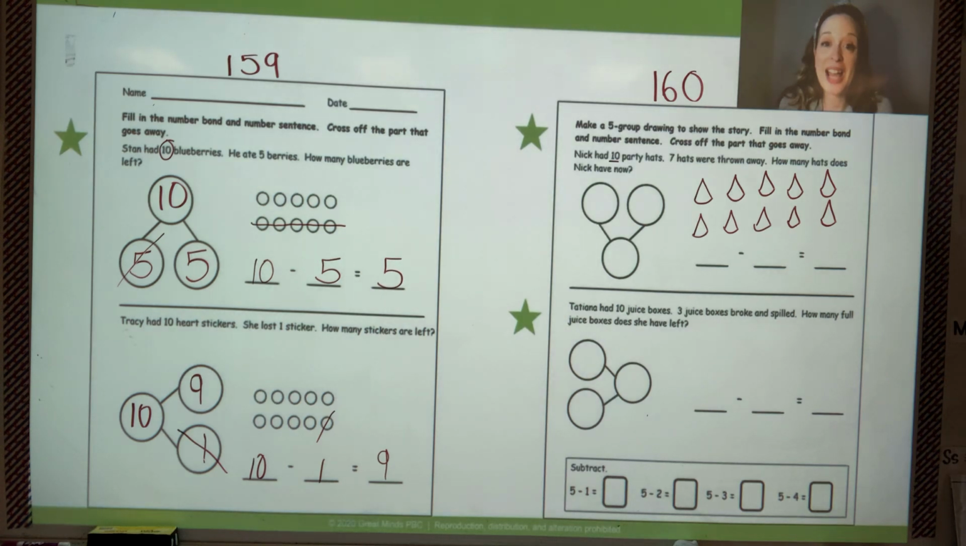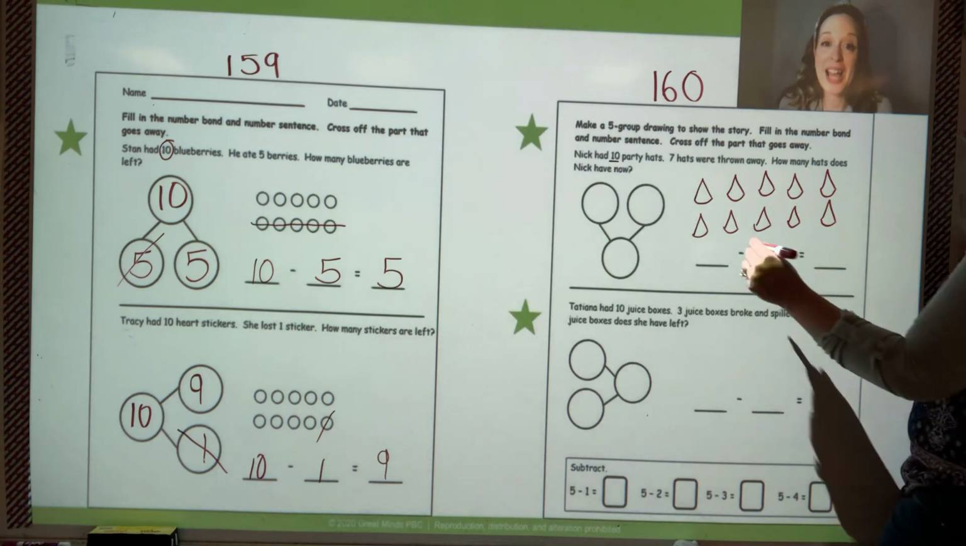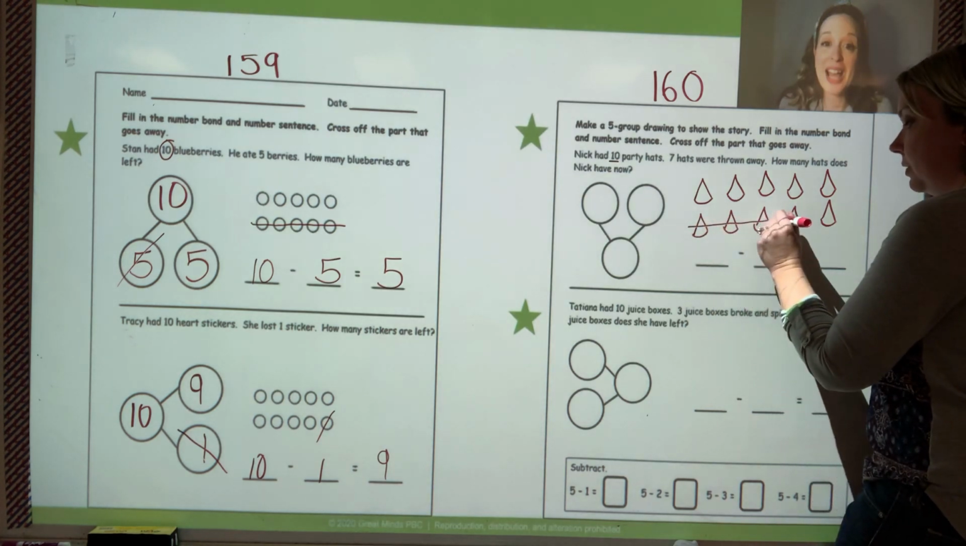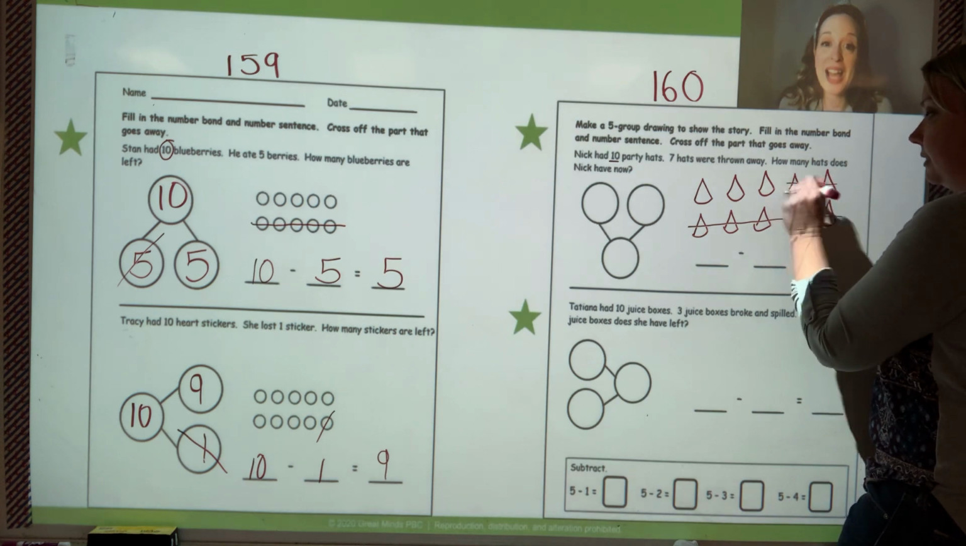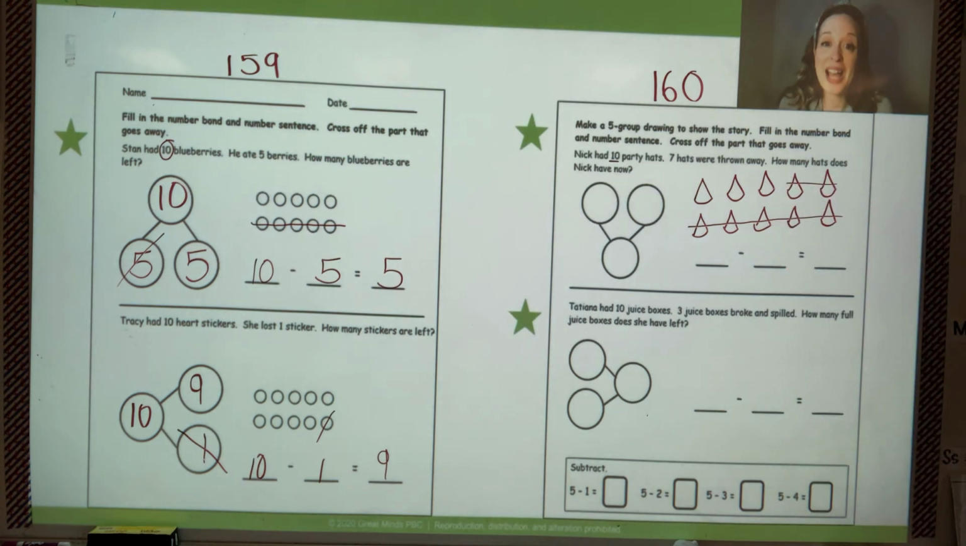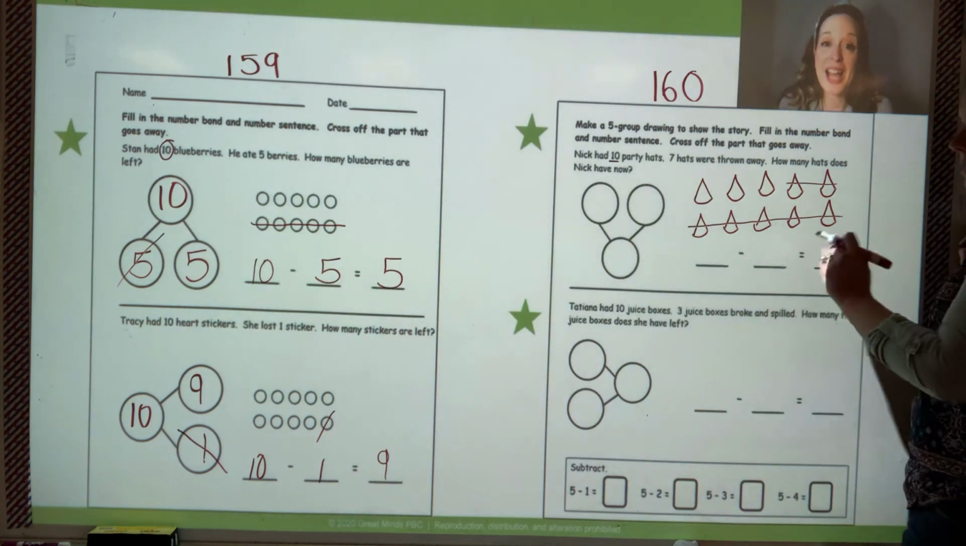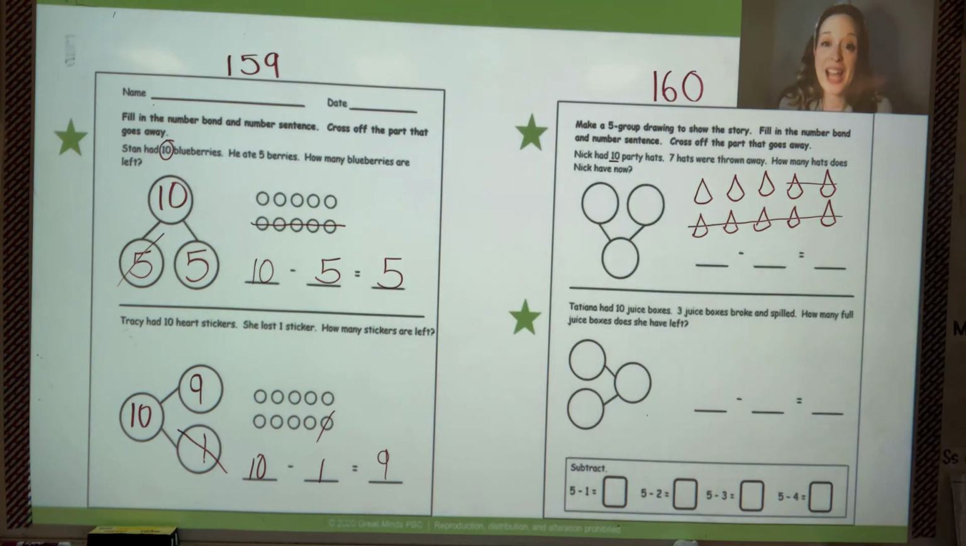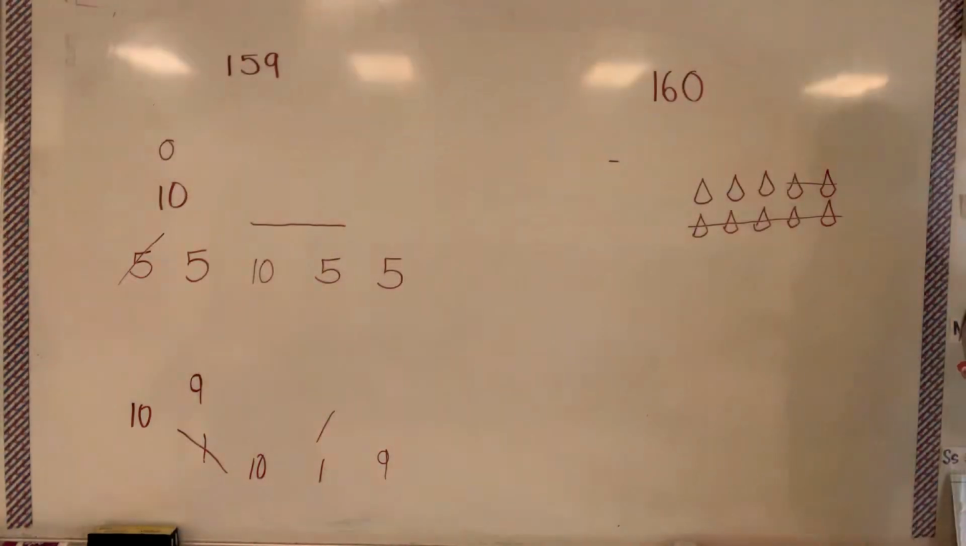Okay, 7 hats were thrown away. So I need to show that 7 hats were thrown away. Anya, how do I show that 7 hats were thrown away? Cross 7 out. Okay. 1, 2, 3, 4, 5, 6, 7. I chose these 7 to cross out, but you could choose a different 7. Now we're ready to fill in our number bond and number sentence. Once you've done that, raise your hand and I'll call on you to help me.